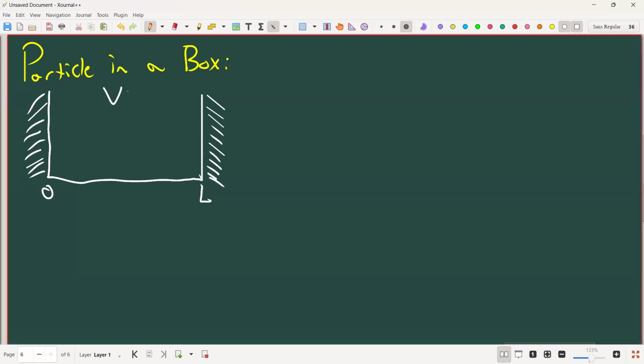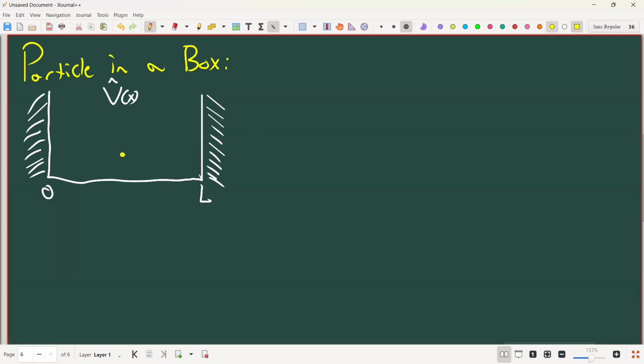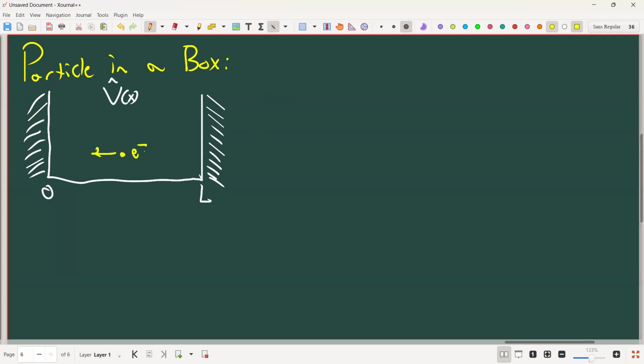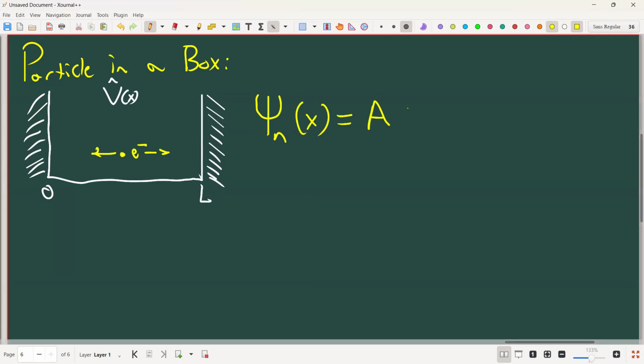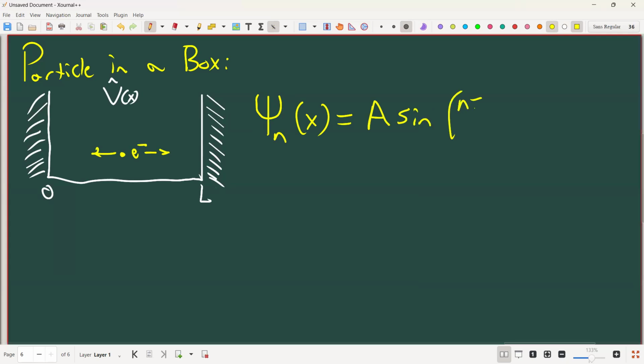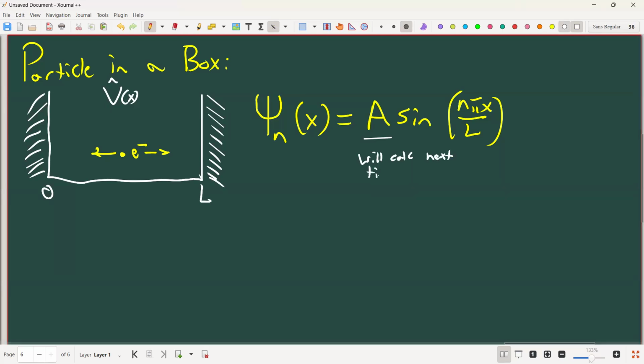Here's my box. We'll call this V of X. Box, right? And here's my little particle, a little electron bouncing back and forth. The wave functions that satisfy this are A, and we still haven't defined A yet. We will next class. Sine n pi x over L. We'll calculate next time. It's really easy. It's a good practice problem for us to do next class.